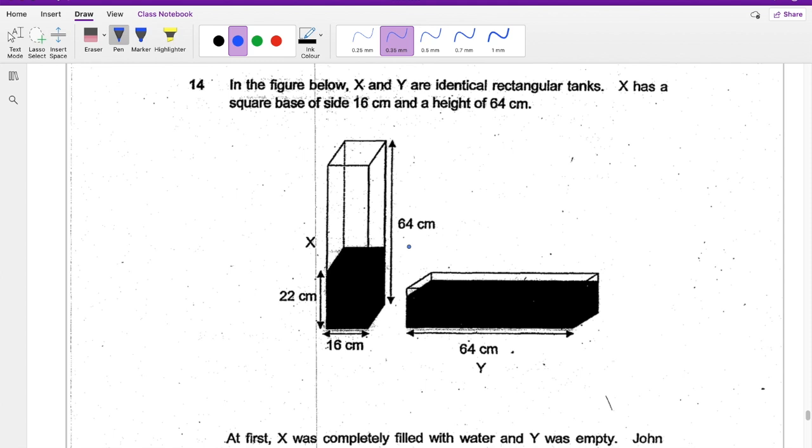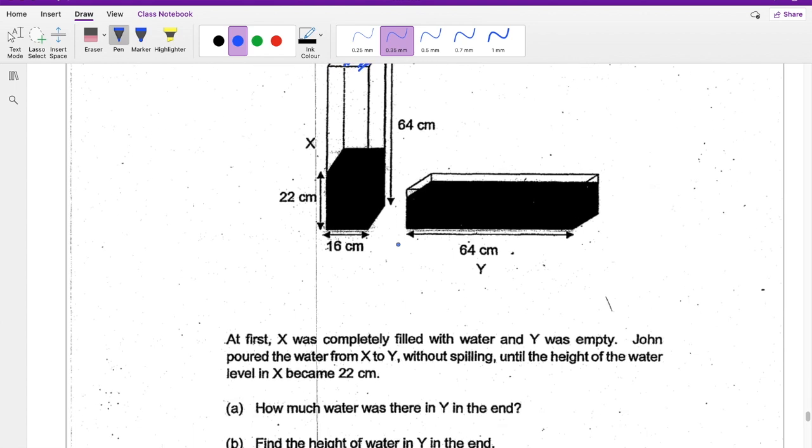Okay, let's see question 14. In the figure below, X and Y are identical rectangular tanks. Okay, we just lay down this tank to this one. X has a square base, so this one is equal to this one. So it's 16 centimeters, and the height is 64 centimeters. At first, X was completely filled with water, and Y is empty.